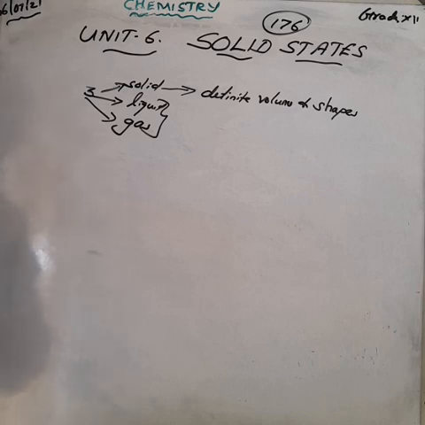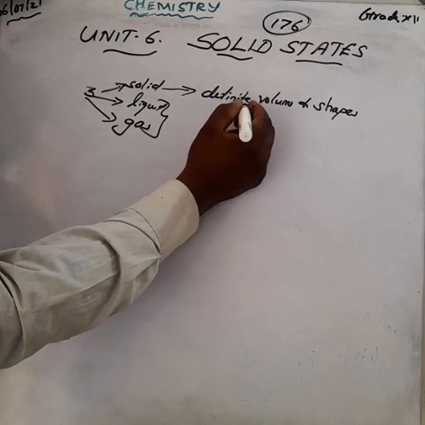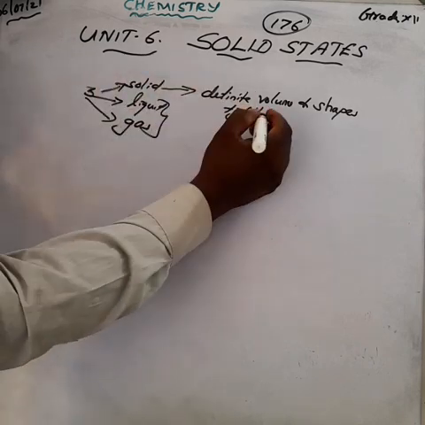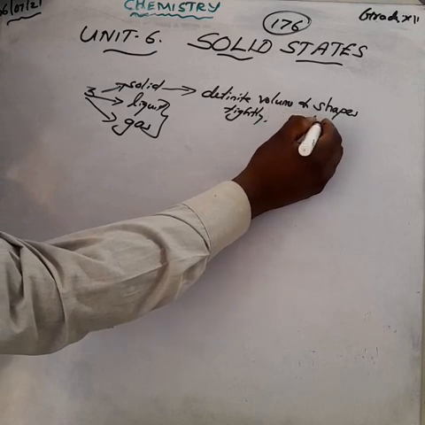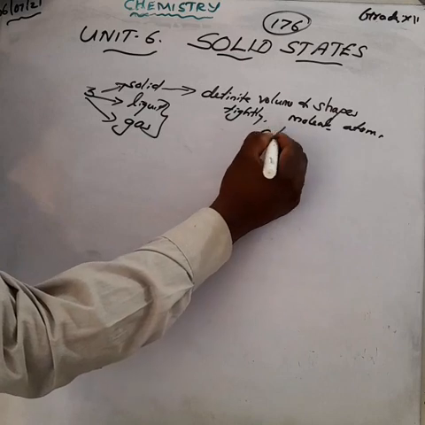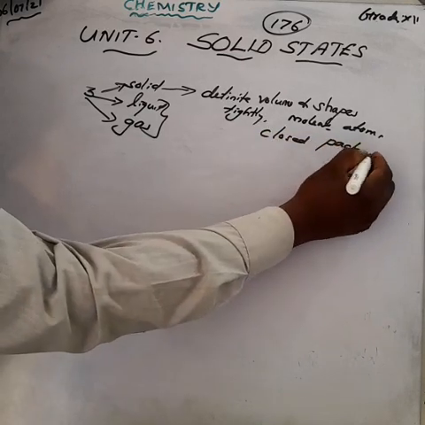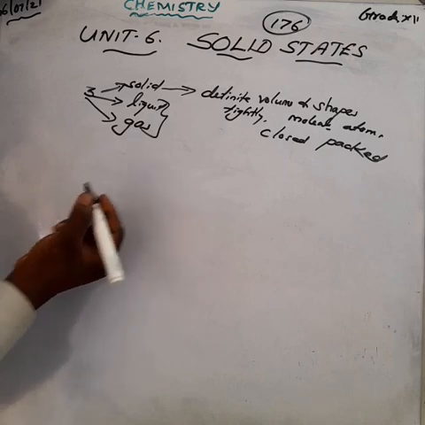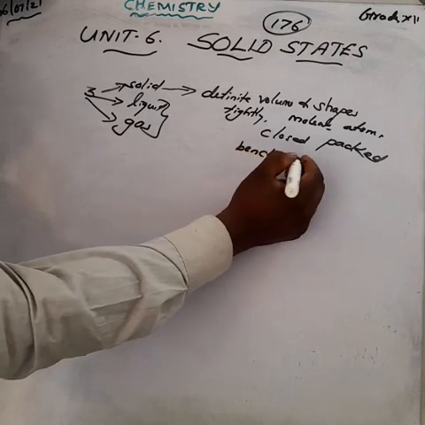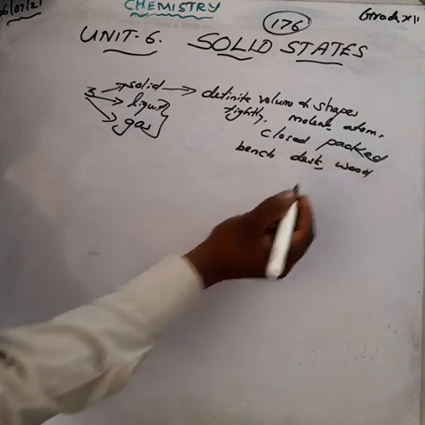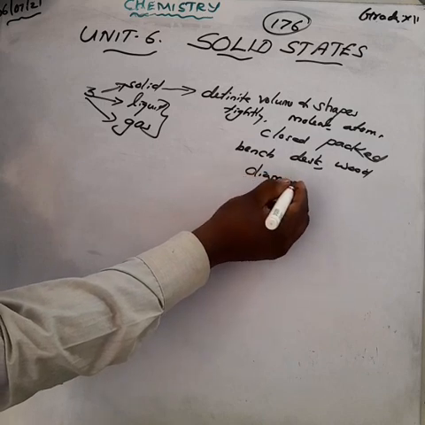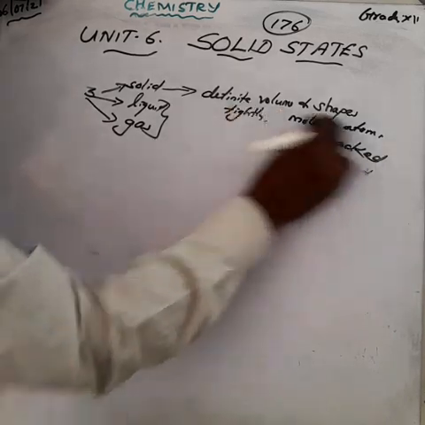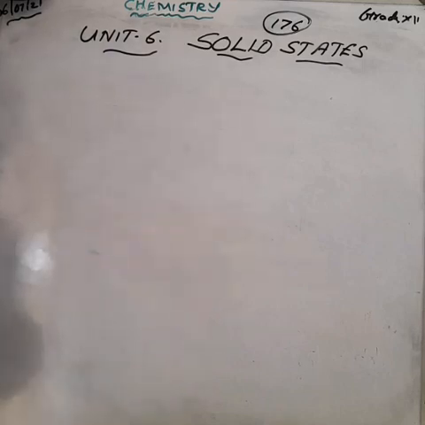In a solid, the atoms, molecules or ions are tightly held in an ordered arrangement. They are closely packed. There are many types of solids: a bench, a desk, wood, plastic, some metals, diamond, ornaments. These are all solid state. But solids have different properties, and also various applications.